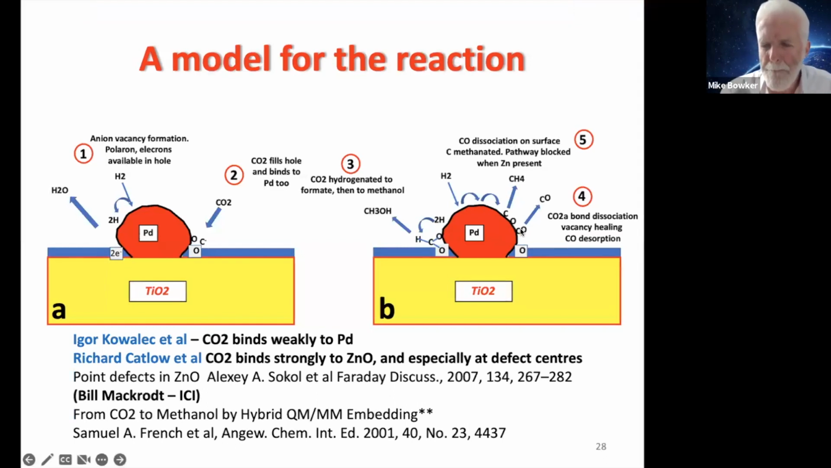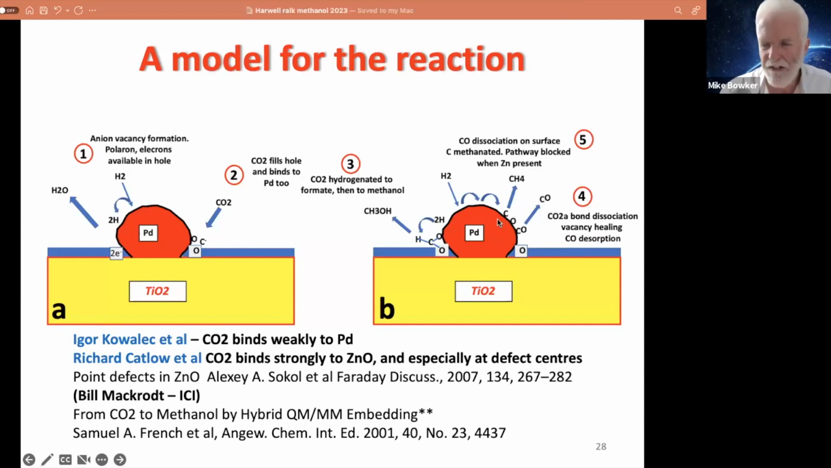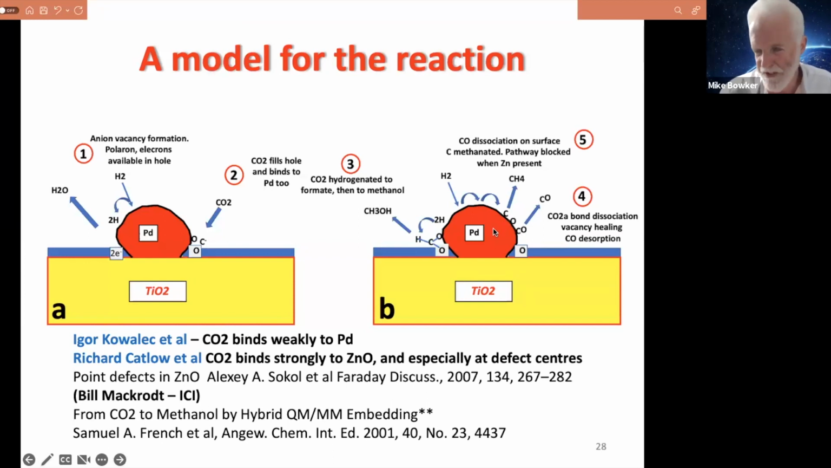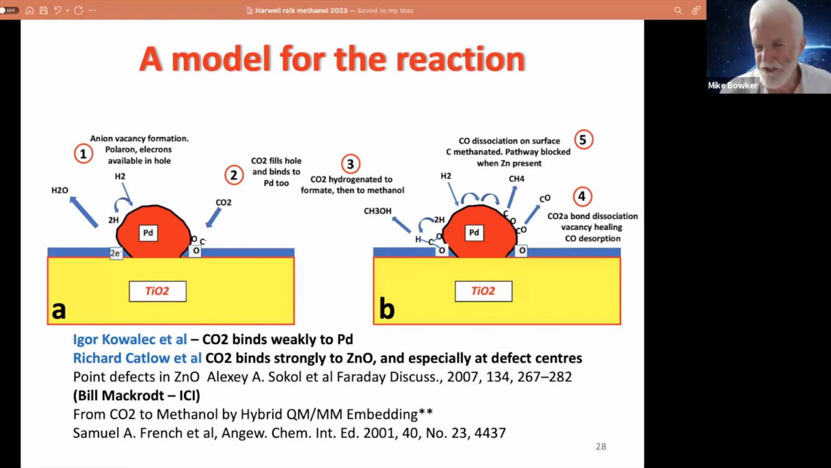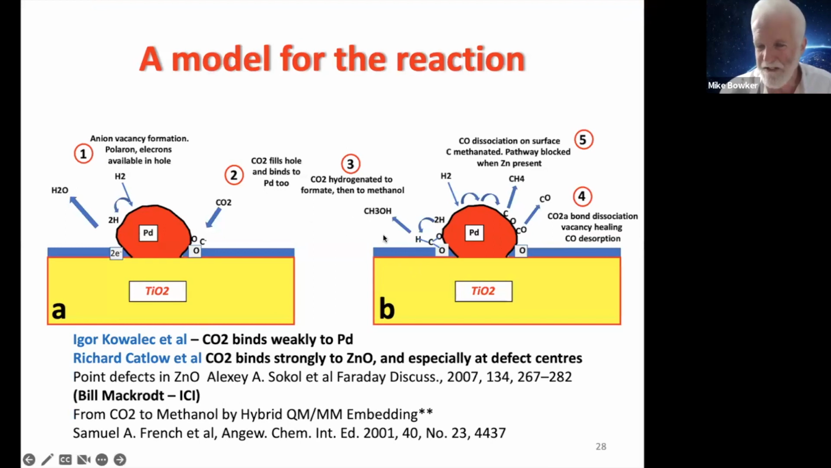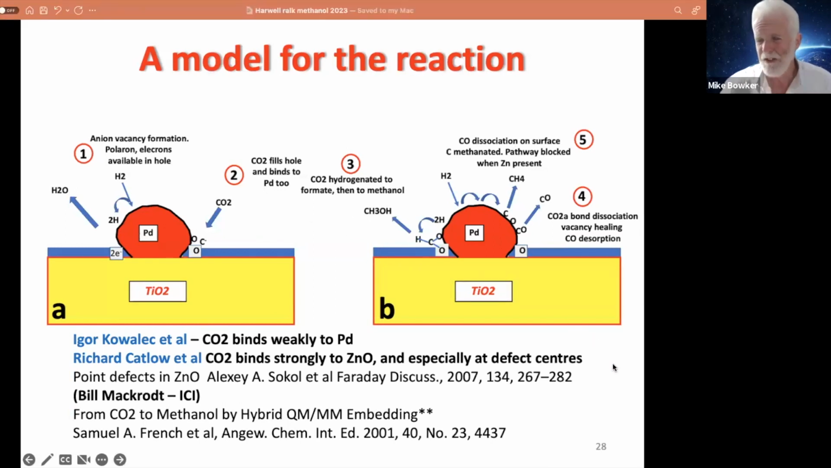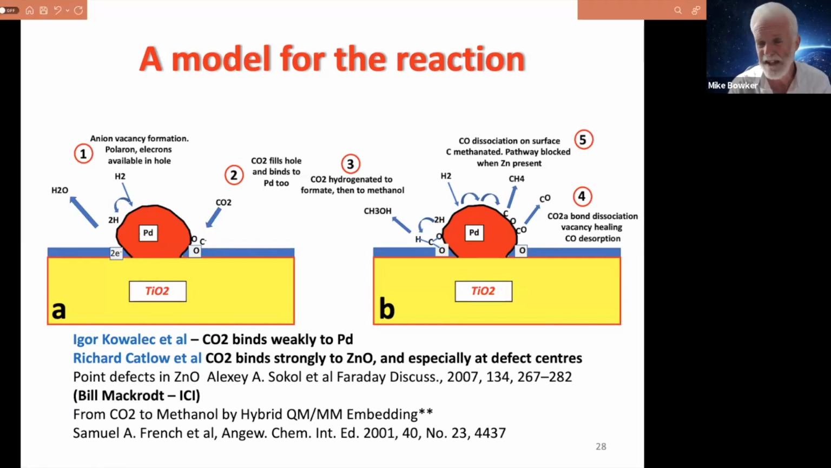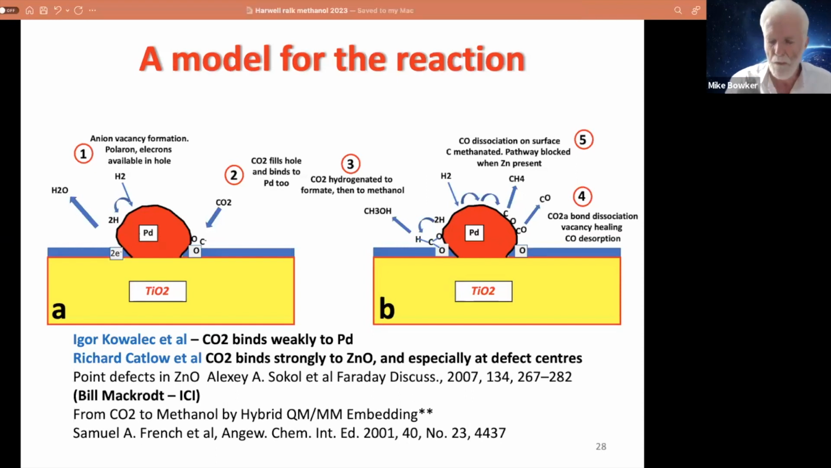I think it's not just zinc that does this role. Copper does that role too in palladium, and many other alloying metals will do the same role. And it's probably because it's simply an ensemble effect. You need at least 2 palladium atoms, probably more, together to dissociate the carbon monoxide to carbon and oxygen on the surface. And as soon as you dilute that surface with another element, it blocks that CO dissociation.